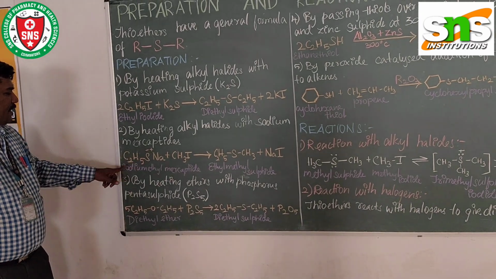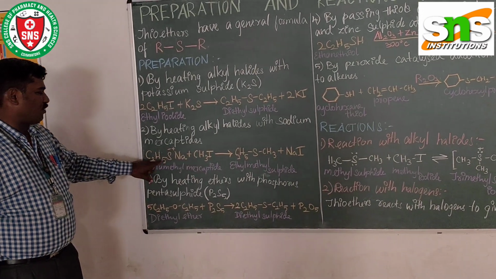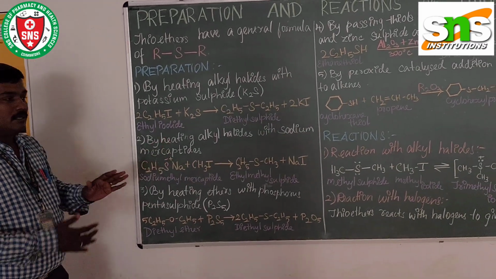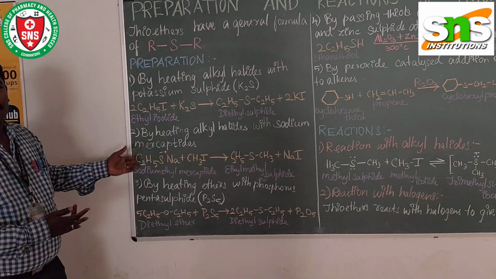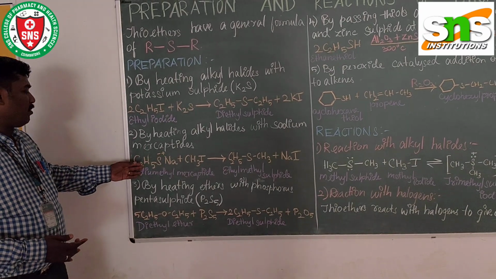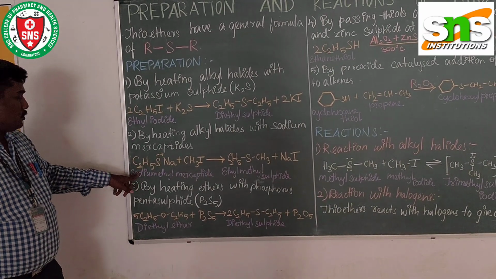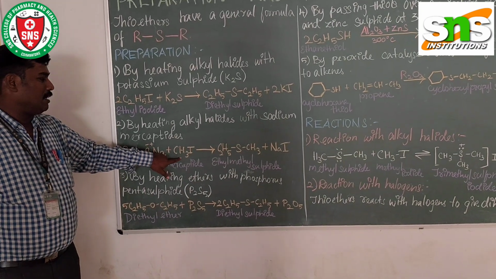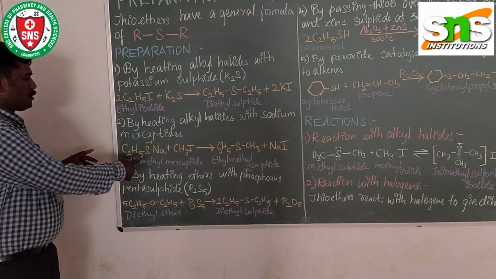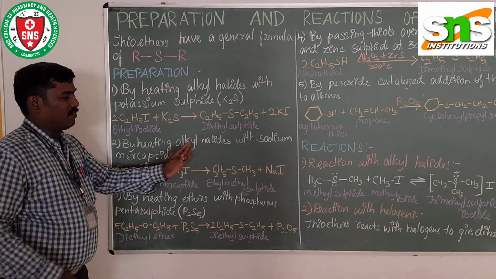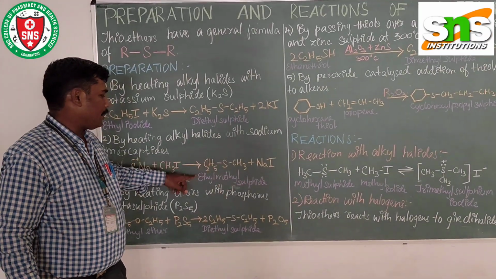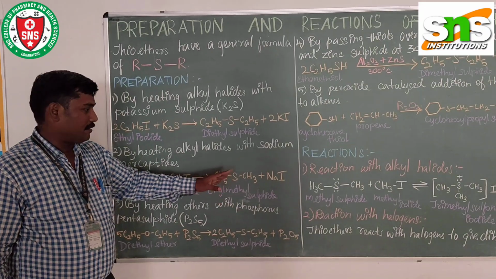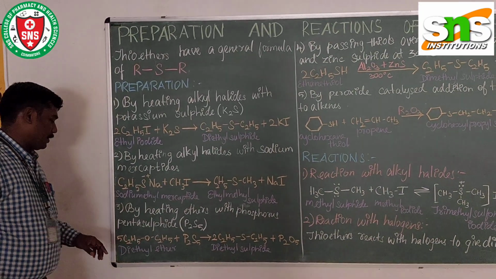Another synthesis is by treatment of alkyl halides with sodium mercaptides. Here we have taken the mercaptide, that is C2H5SNa, sodium ethyl mercaptide. Sodium will be there, sulfur will be present, and the alkyl group will be attached. This is treated with methyl iodide. The sodium will take the iodine, which will be eliminated as sodium iodide, so ethyl methyl sulfide will be formed.